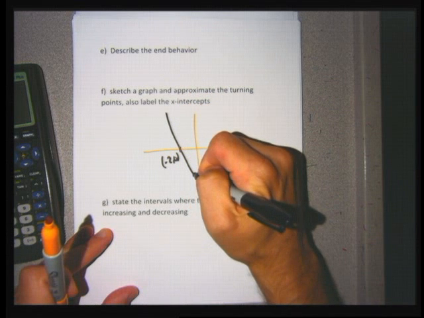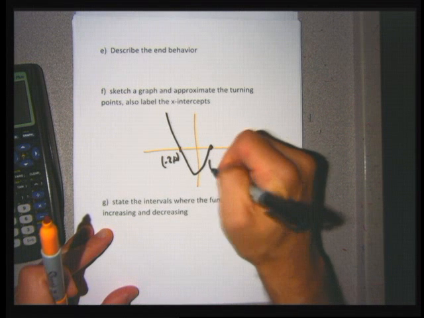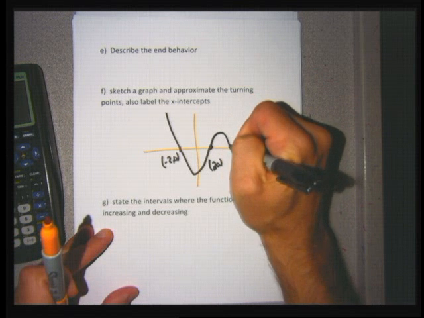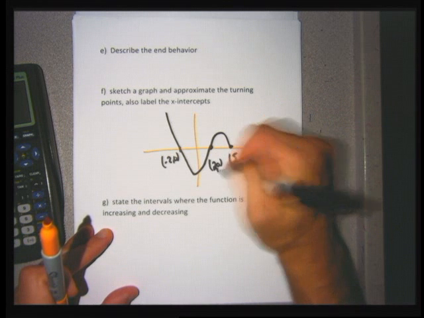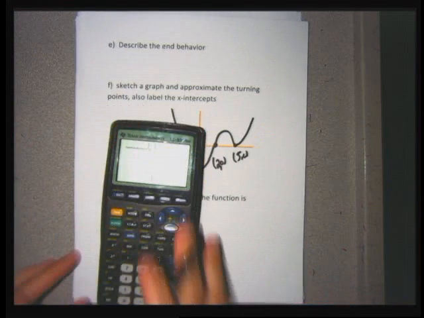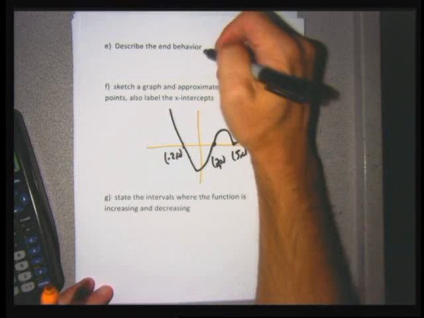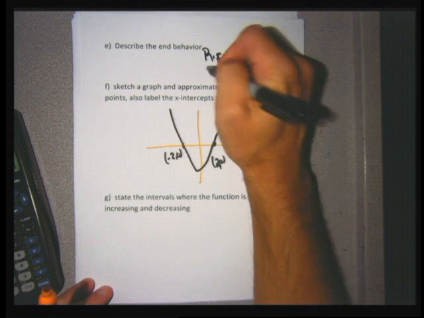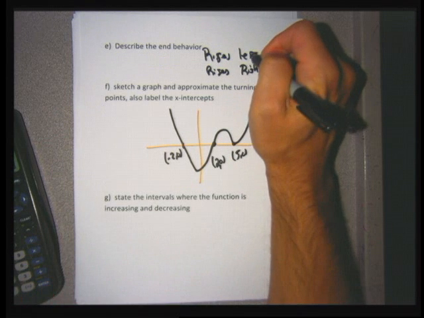Then it turns, crosses the x-axis again at the x-intercept of +2, 0, and turns around, and then at the intercept of 5, 0, touches. So that's that. And I don't know how good it is, but it's good enough. And so for the end behavior, the left and the right end, it's going up. So I'm going to say it rises to the left and rises to the right.